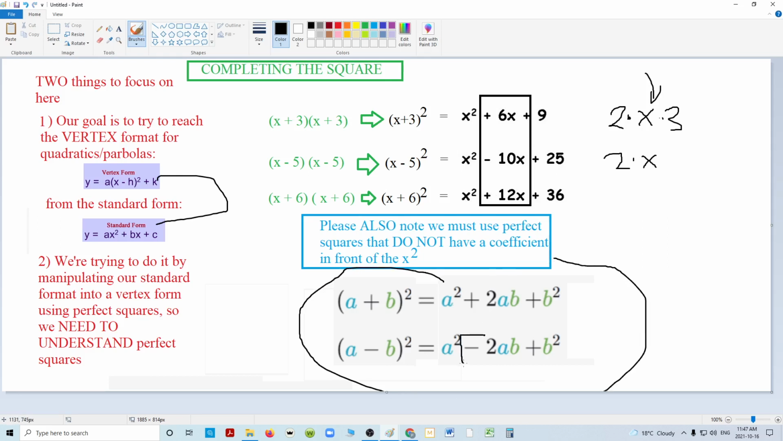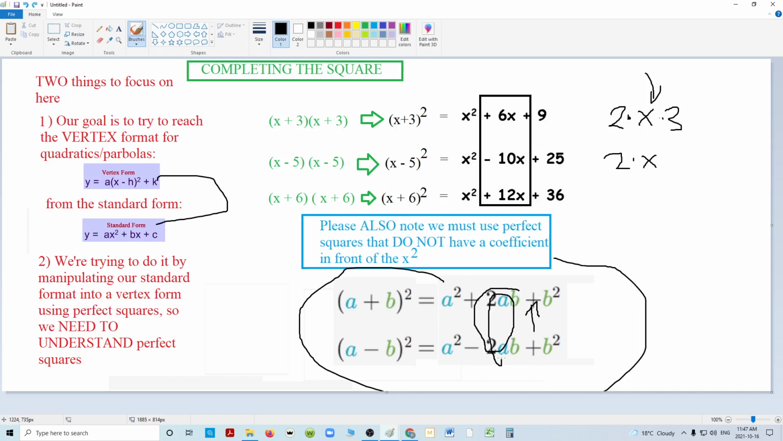Even when it's minus, all that happens is a minus happens in the middle. But the first and last terms are both plus, and that's because when you square something, they become plus. So even this minus b becomes a plus b squared. If you don't understand it, just take minus a minus b, and times it by itself and expand it, and you will always get this.